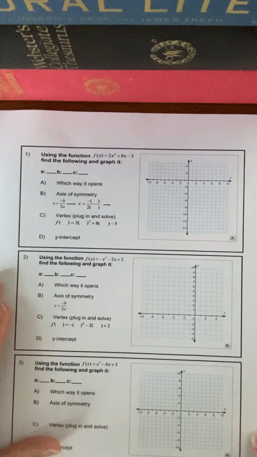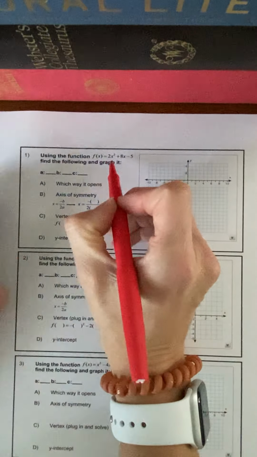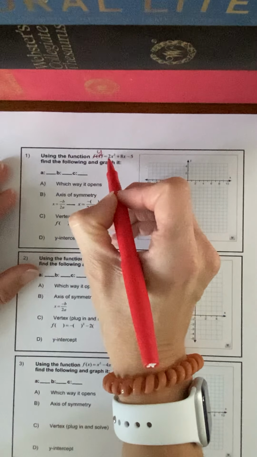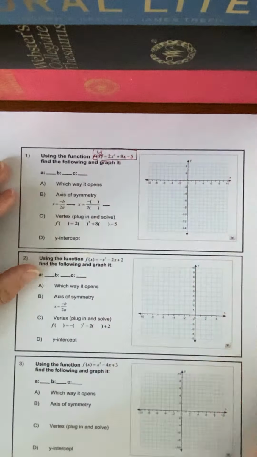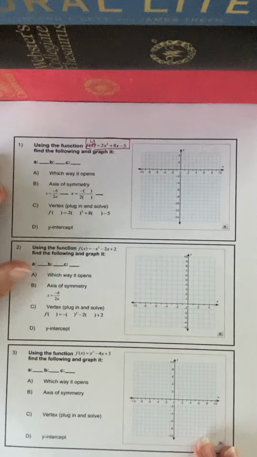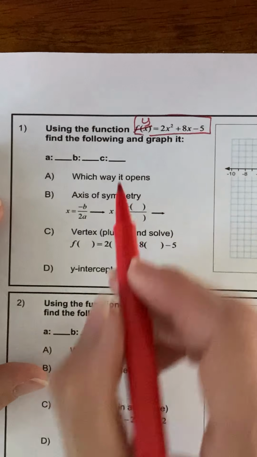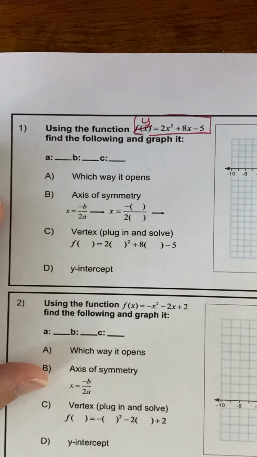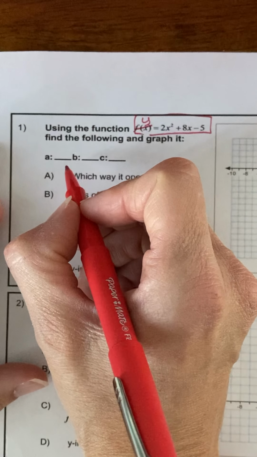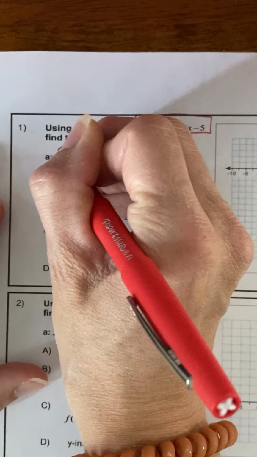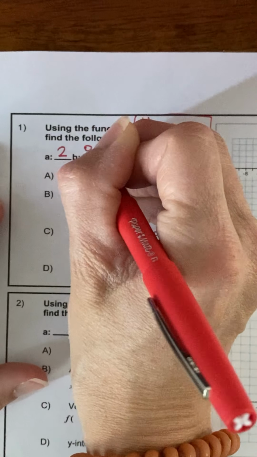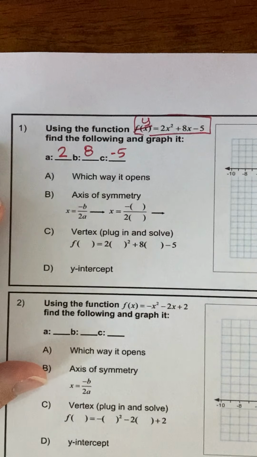So first one, we have y equals 2x squared plus 8x minus 5. And we're going to do this so you can see it, and then I'll graph it in a second. So we're going to find everything here and then put it to work on the graph. So first identify your a, b, and c. A is 2, b is 8, c is -5.